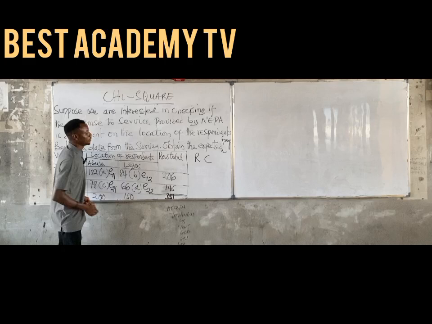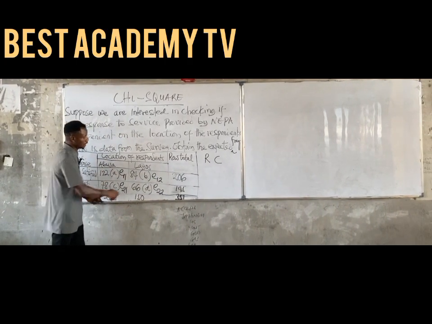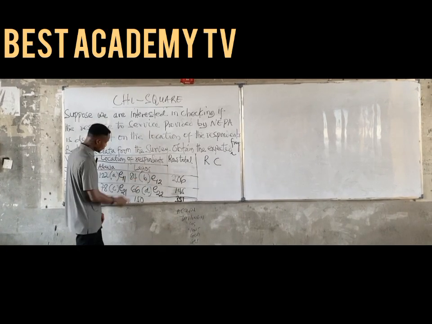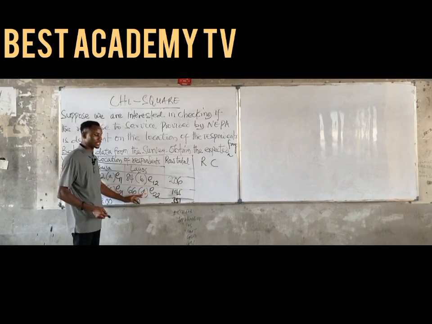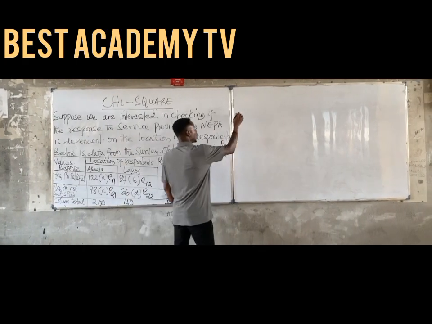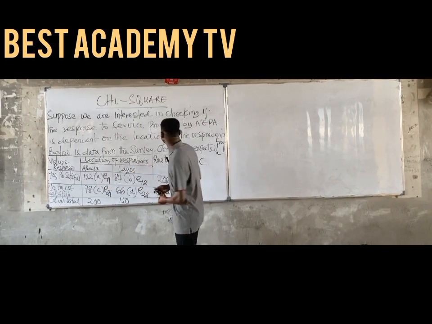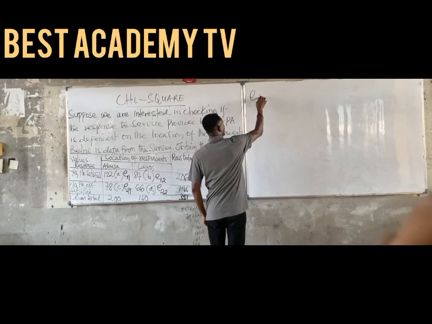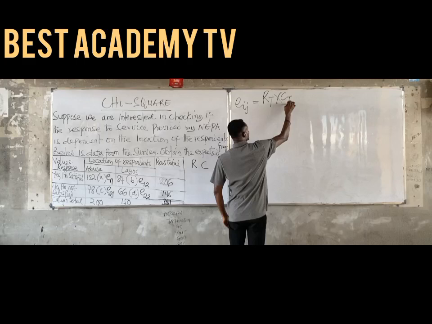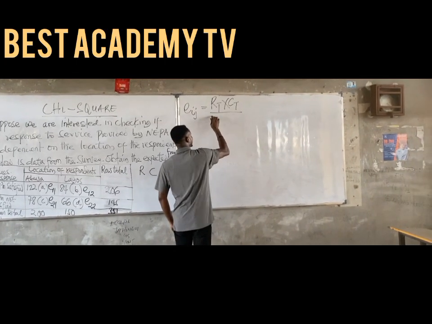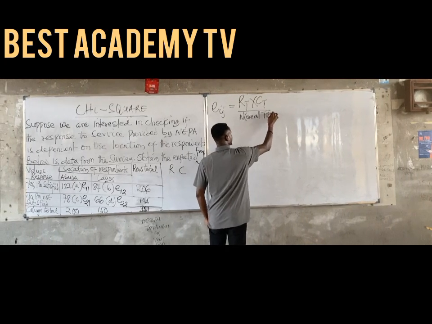That is 2 here. So if I'm calculating E of 1,1, that means class A. E of 1,2 is class B. E of 2,1 is C. E of 2,2 is class D. Before we calculate E of 1,1, what is the formula for expected frequency? The expected frequency for a row and column is equal to the row total times the column total over the overall total, that is N. Please take note of this.